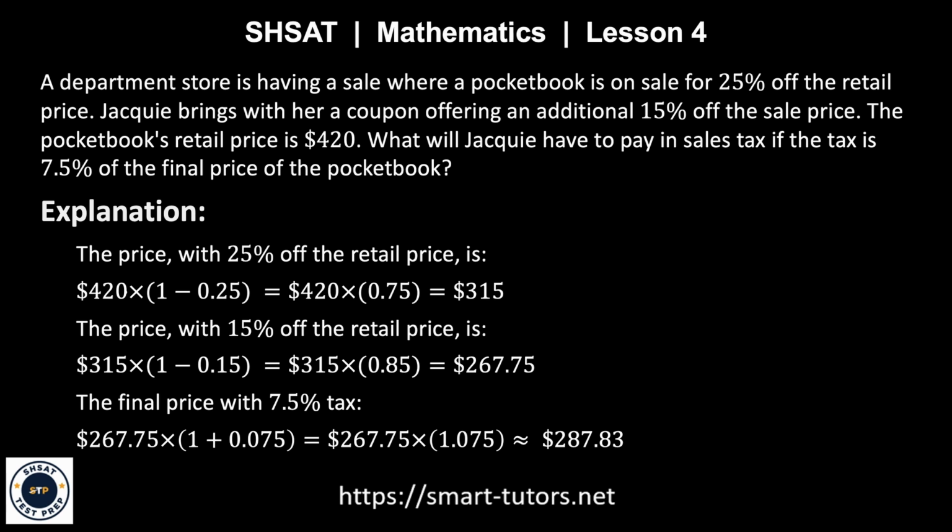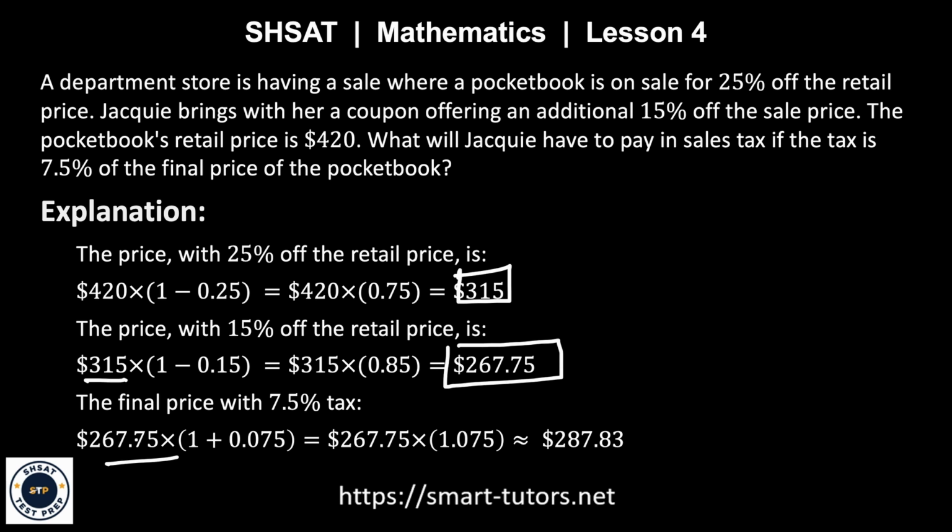So what you have to do first, you have to find what is 25% of 420 and then subtract from it. So that gives you $315. The price with 15% off is $315 times 0.15. That gives you the discount, and then you have to subtract that. That gives you 267.75. The final price will be with the 7.5% sales tax.